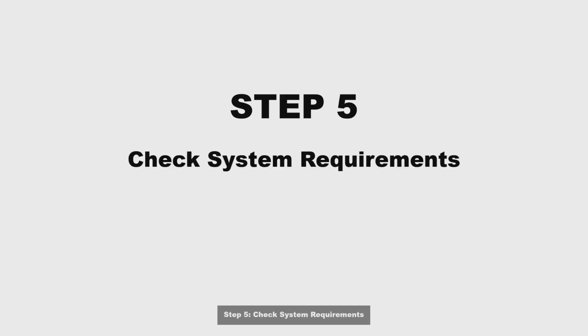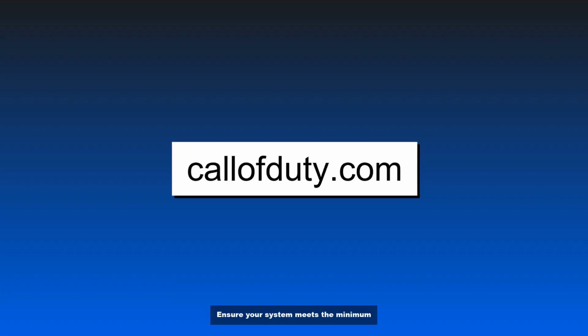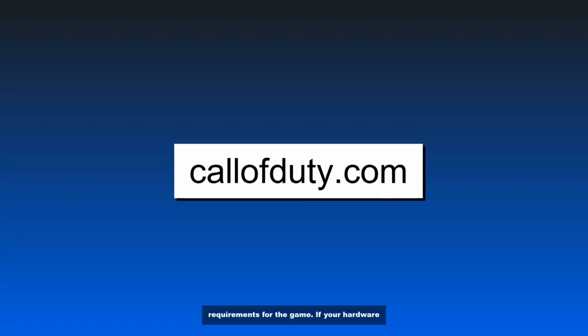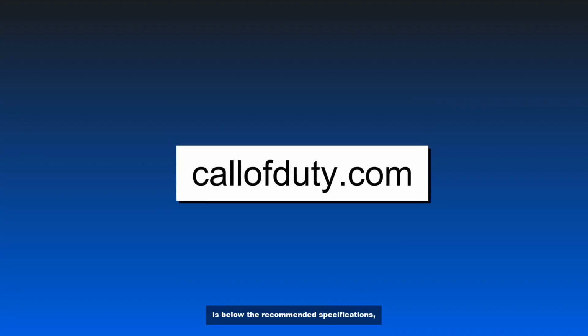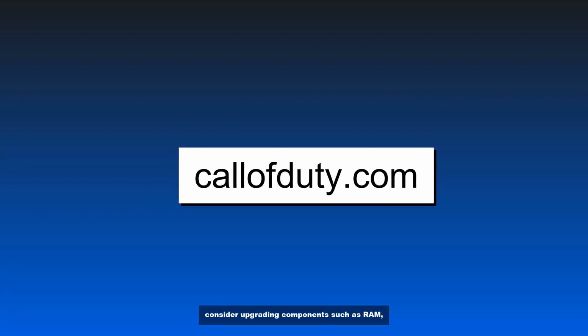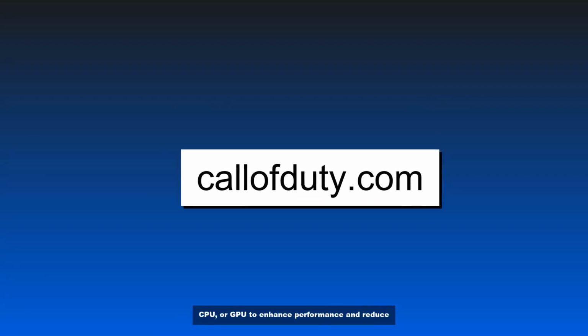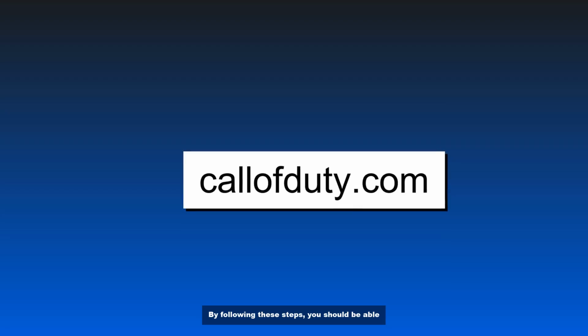Step 5. Check system requirements. Ensure your system meets the minimum requirements for the game. If your hardware is below the recommended specifications, consider upgrading components such as RAM, CPU, or GPU to enhance performance and reduce crashes. By following these steps, you should be able to resolve the crashing issues in Call of Duty.